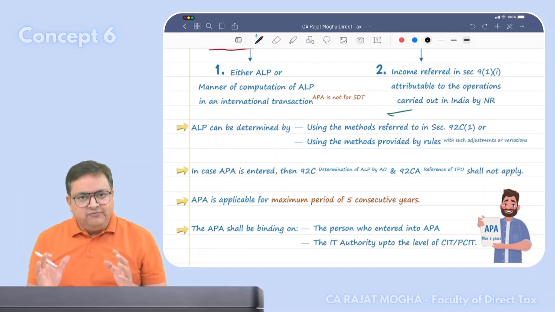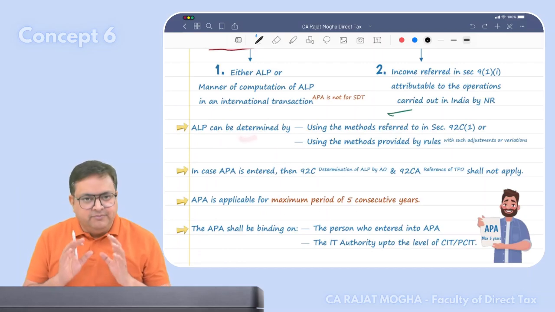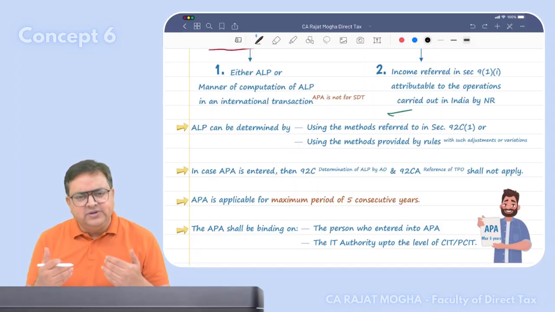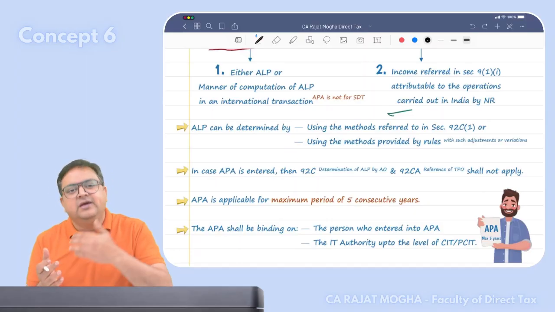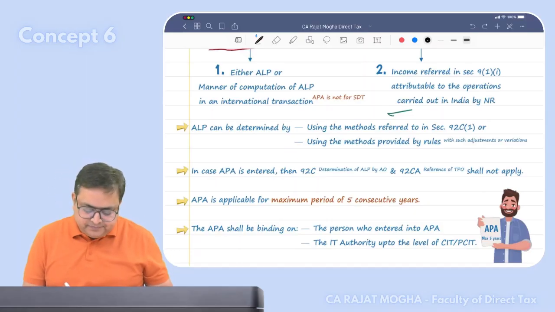Not important from an examination perspective. This point is not important for examination, but you should know that ALP will be determined by those methods only, or with little variation.